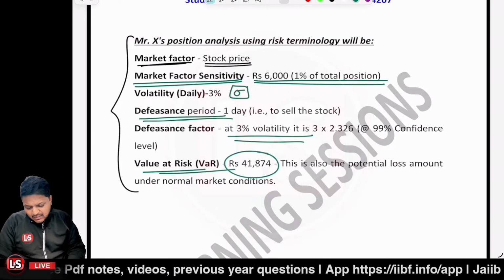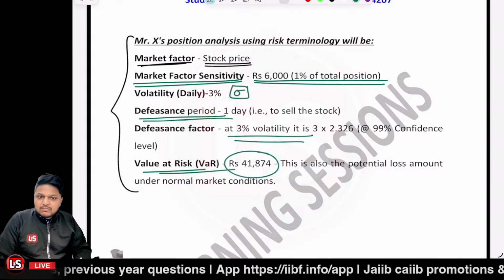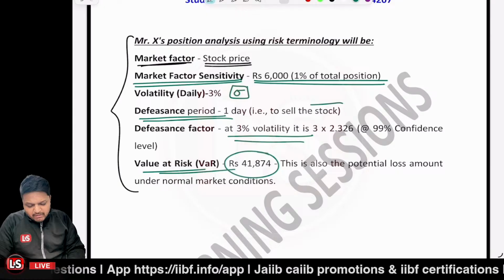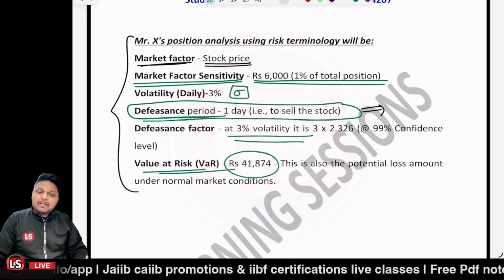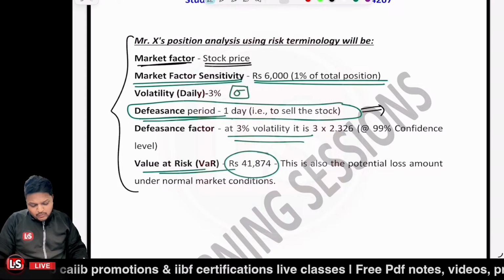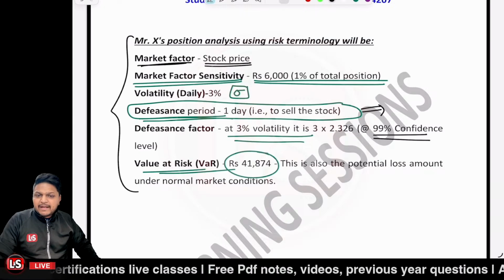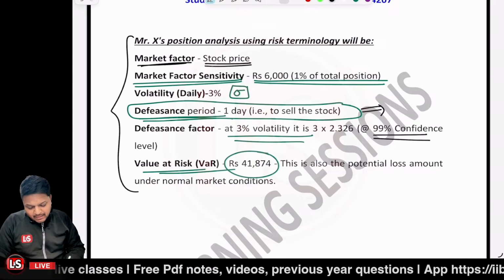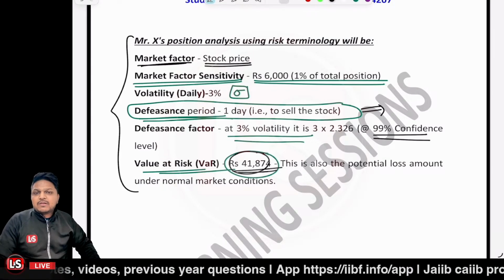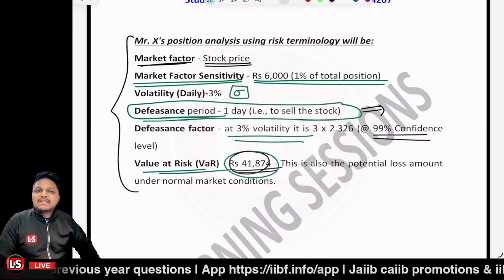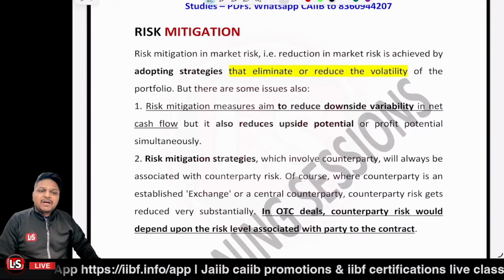Deficiency period is basically the holding period. That is 1 day. That's basically the time required to liquidate our position. It's just 1 day we require to hold the position, and after that we can liquidate our position. Confidence level is given to be 99%. That means 99% of the time it's working all fine, right? The overall risk is up to 41,874, and there is only a 1% chance that your risk will go beyond 41,874. Okay.